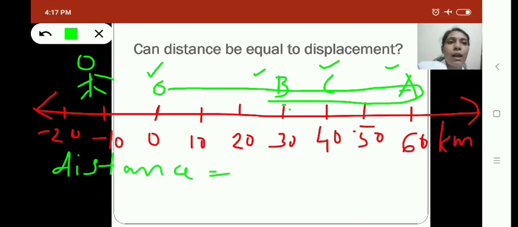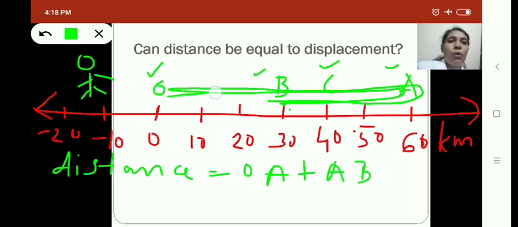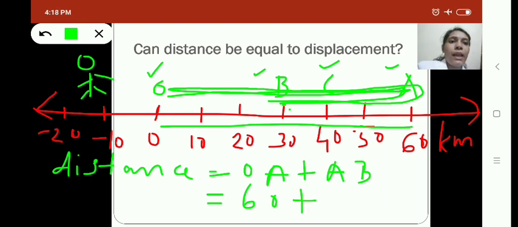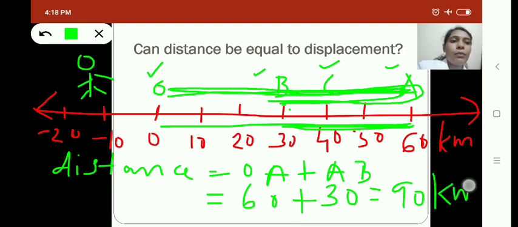Total distance covered by Ramu is OA plus AB, because this is the total path. Now, what is OA? OA is this distance, which is 60 kilometer. So, 60 plus AB. And what is this distance AB? AB is 60 minus 30, that is 30 kilometer. So, what is the total distance covered by Ramu in this journey? 60 plus 30, that is 90 kilometer.